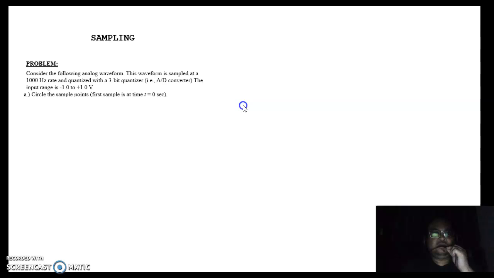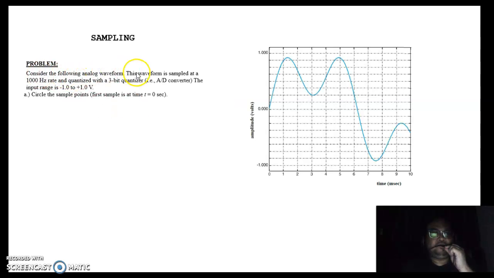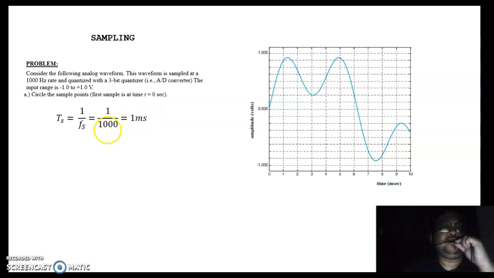To illustrate sampling, for example, consider the following analog waveform. This waveform is sampled at a 1000 Hz rate and quantized with a 3-bit quantizer. The input range is -1 to 1. Circle the sample points. So first, you need to solve for the sampling period.